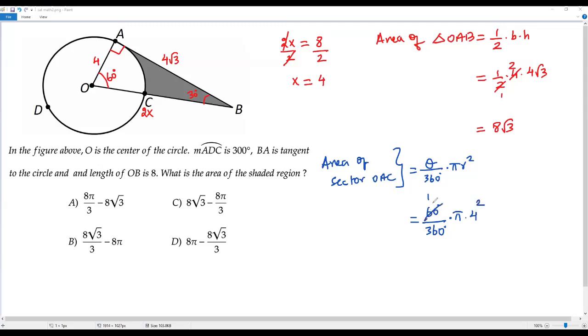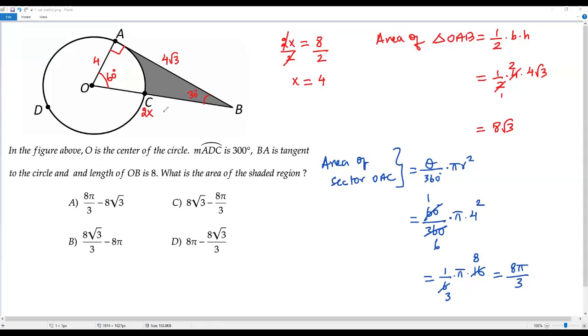Okay, 60 goes into 60 one time and 60 goes into 360 six times. Then we get 1 over 6 times pi times the value of 4 squared, which is 16, that is 4 times 4. And here both 6 and 16 have the greatest common divisor 2. So 2 goes into 6 three times and 2 goes into 16 eight times. Okay, now let's multiply these three values. 1 times pi is pi, pi times 8 is 8 pi, and in the denominator we have 3. Okay, now I got the area of the sector.